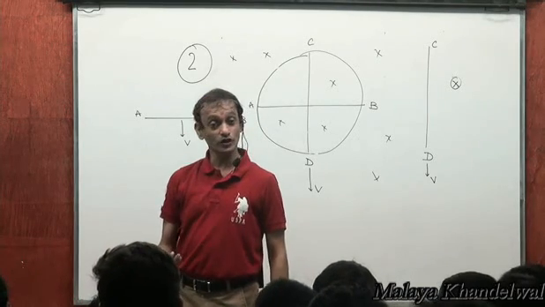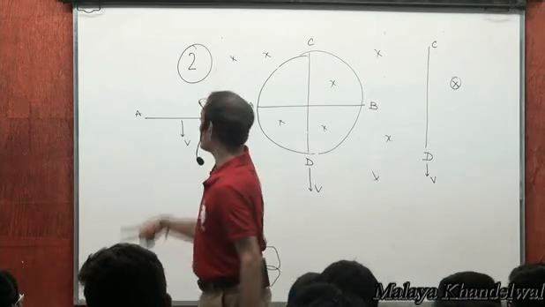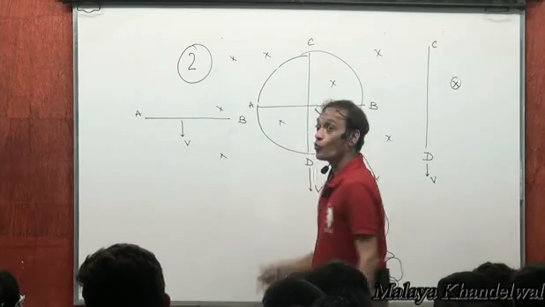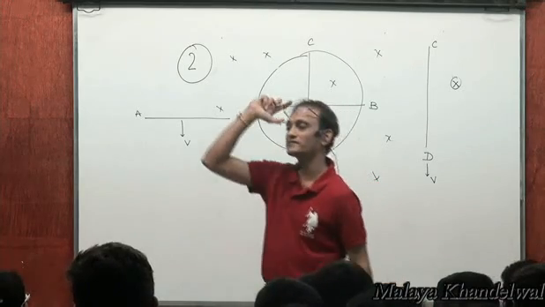Let me see if you could figure that out. A and B are not at the same potential. C and D are at the same potential. But if A and B are at different potentials, why is it that there is no current driven through the loop? Think about that. Okay.